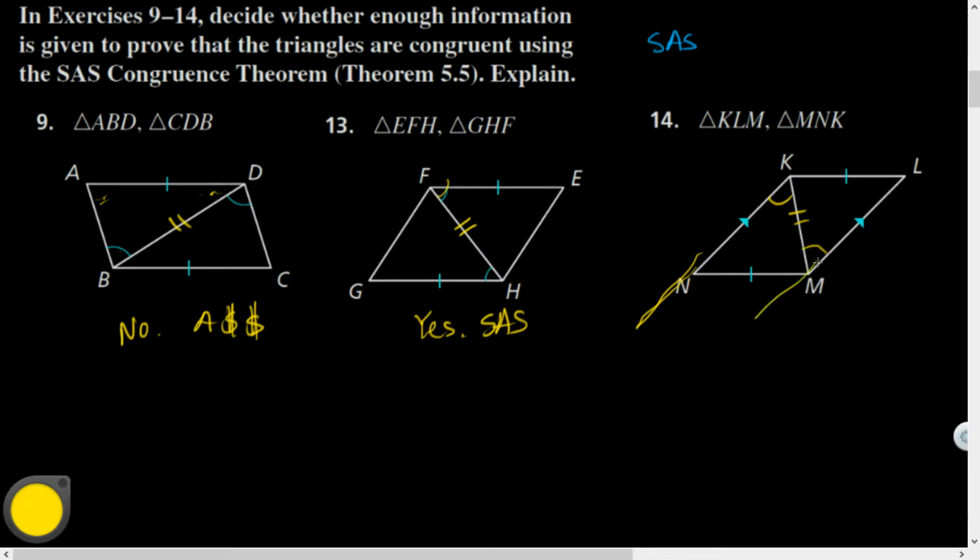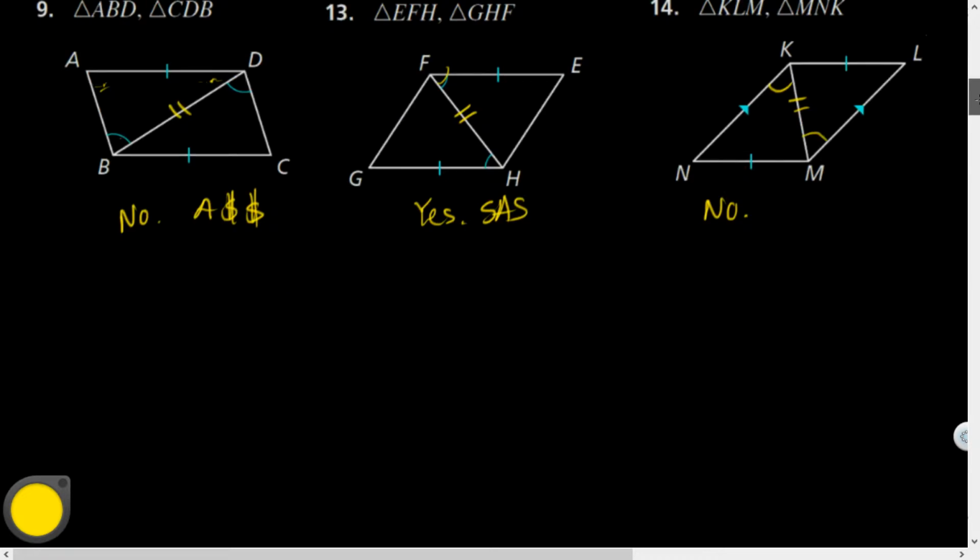Technically, if I extended these parallel lines, you could even say something like this and this. But yeah, there's not enough. There's more things that I can say, but not enough that would allow me to conclude these are congruent, so no, because it's a non-included angle. It's another angle side side situation.